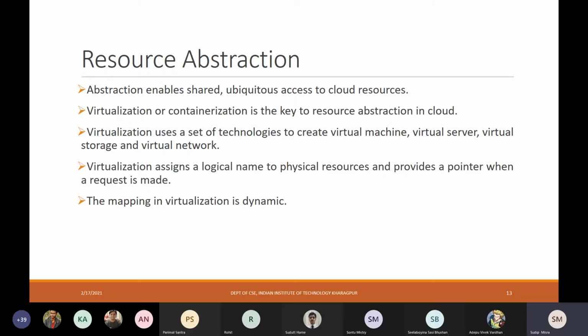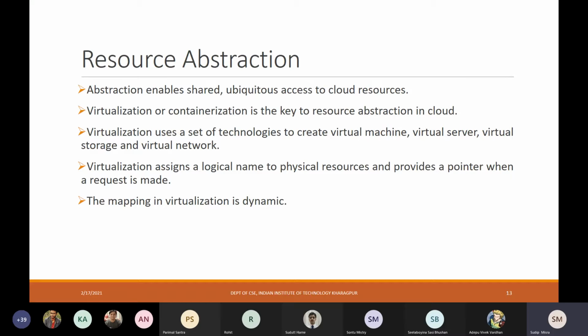So we need to understand this concept of virtualization in a little bit more detail. Because most of the concepts and the attractive features of cloud computing revolve around this concept of virtualization. So we need to understand what this virtualization is and how virtualization is enabled in order to provide cloud based resource access.